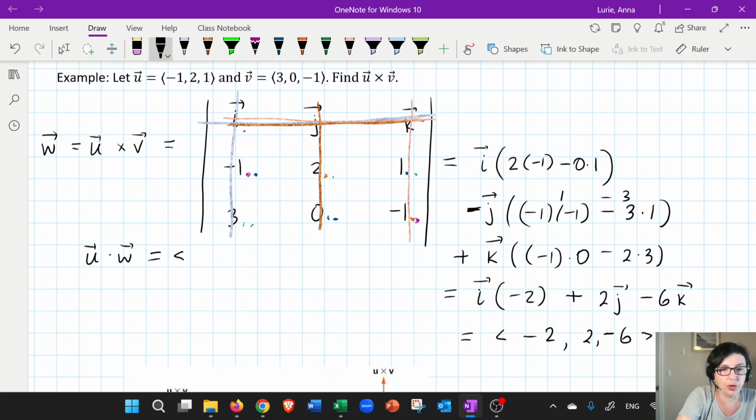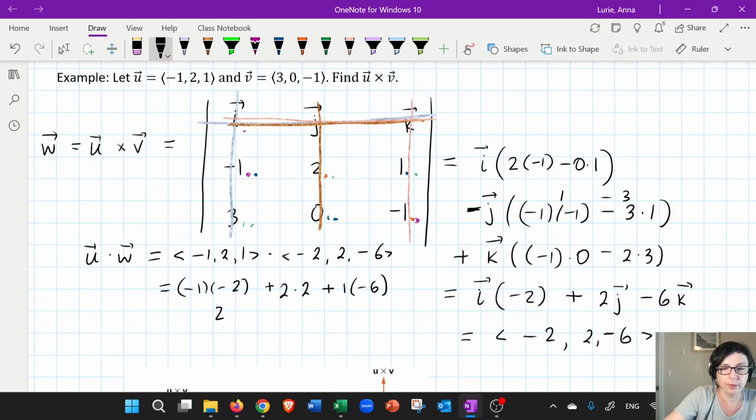So let's take u, which is -1, 2, 1. Let's dot it now with our answer, -2, 2, -6. And let us see if that's going to give me a 0. So this is going to be -1 times -2, which is 2, then 2 times 2, which is plus 4, and then 1 times -6, so I subtract 6. So this looks like that's 0. Great. Check.